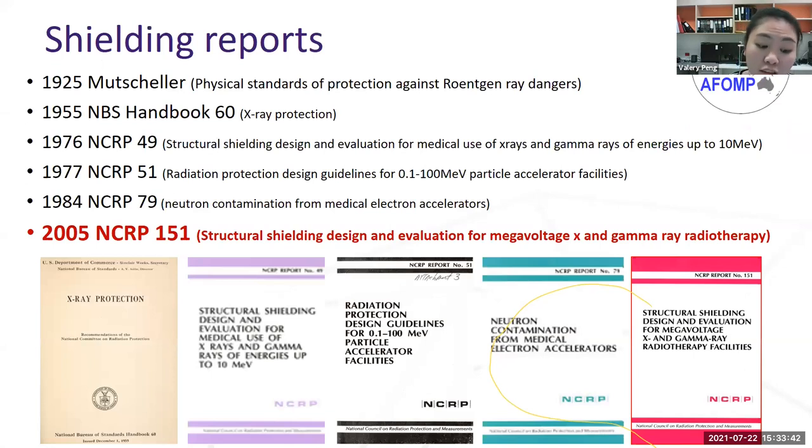So just a brief history: recommendations for the protection against radiation exposure have come out over the years, and these are also representative of the time. NCRP 151 is the main shielding report that we use today, which includes recommendations for photons and neutrons, as it is quite common for linacs to go above 10 MV these days. Previously, NCRP 51 had to be used with 49 in such situations when you have neutrons.